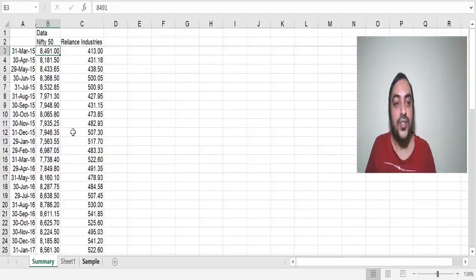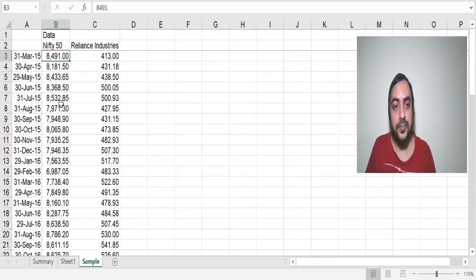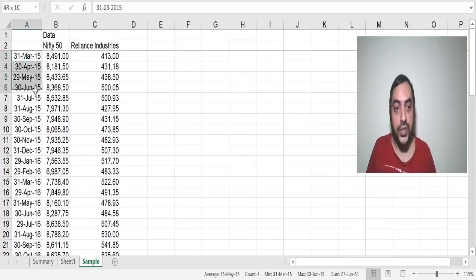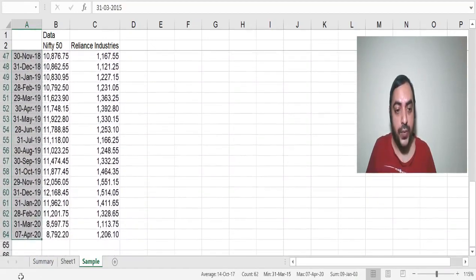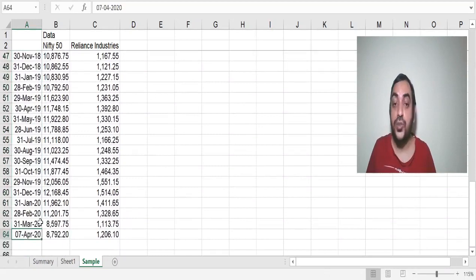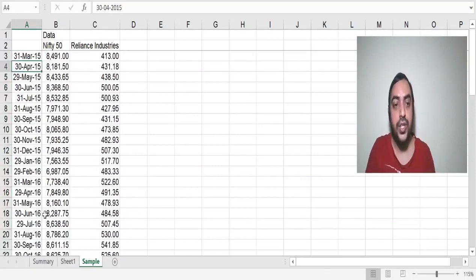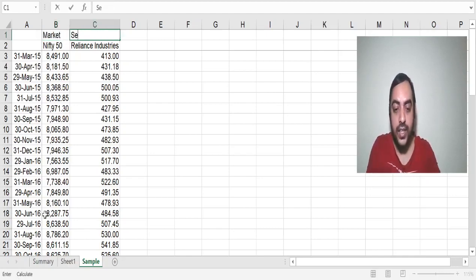Okay, so take a look at this. I have taken monthly share prices from the year 2015 till 2016, 17, 18, 19, 20, up to 31st March 2020. Till then I've taken the prices for Nifty. Nifty is the market, right? And this Reliance Industries is the security.